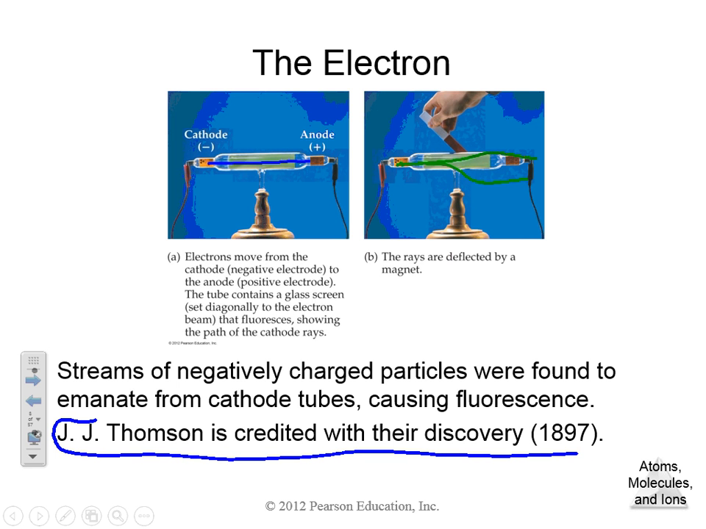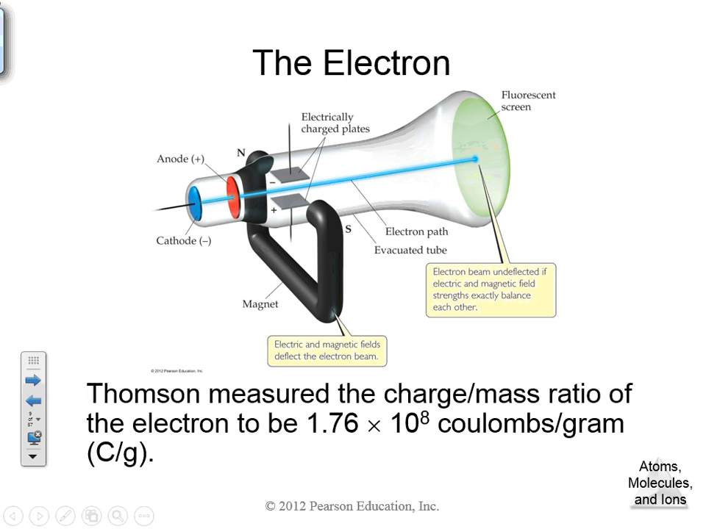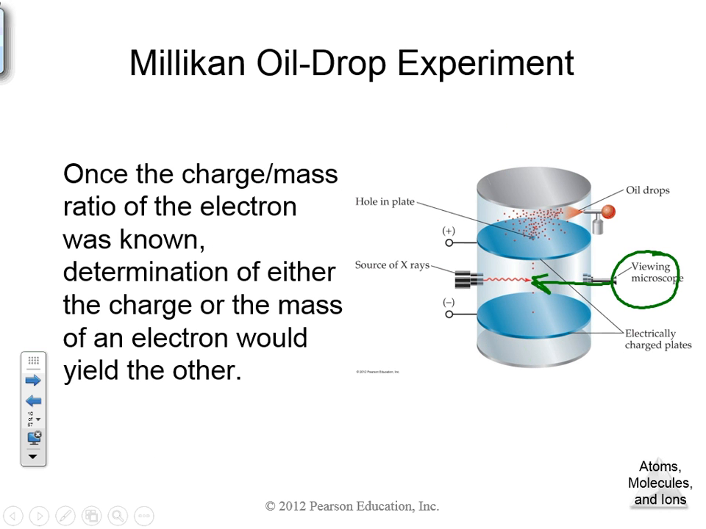J.J. Thomson is credited with the discovery of the electron. So we have Dalton with the atomic theory. We have J.J. Thomson with the electron. Thomson did an experiment measuring the charge to how many electrons there were and came up with a unit. Now, you don't have to know that number. That number is not incredibly important. If you need it, it would be given to you.